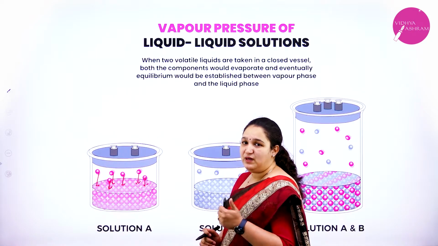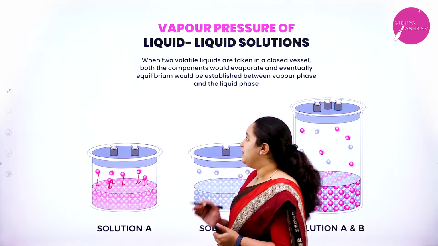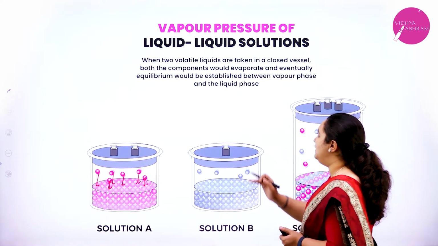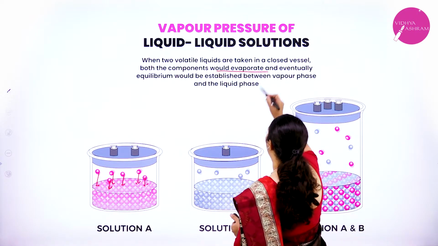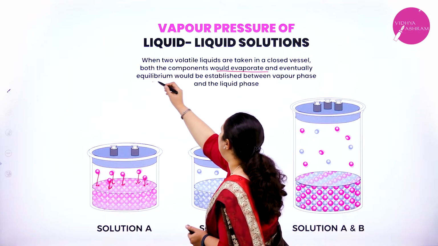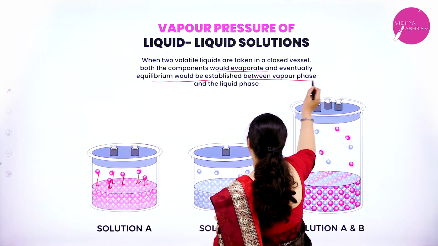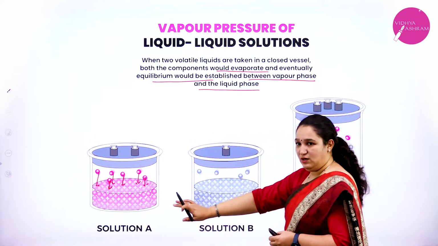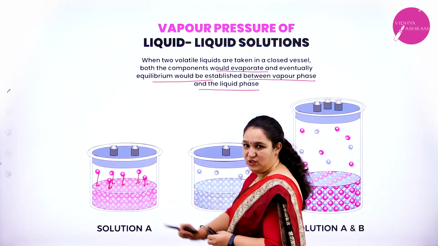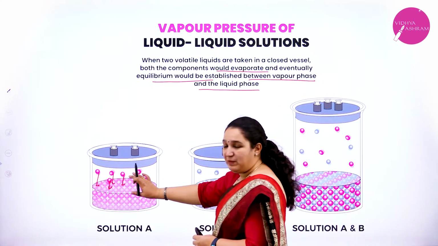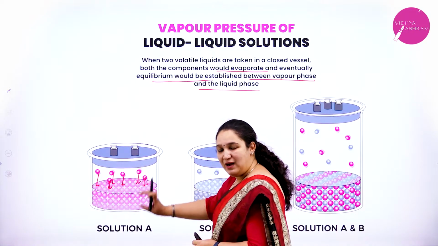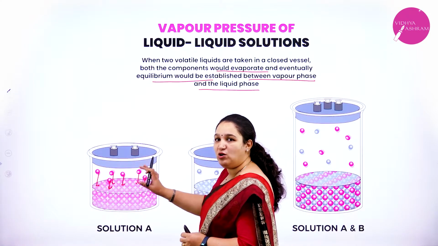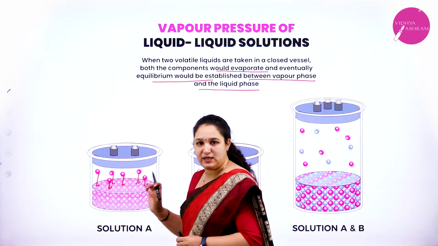as vapor pressure. So when two volatile liquids are taken in a closed vessel, both the components would evaporate and eventually equilibrium would be established between the vapor phase and the liquid phase. So I have taken one solution, solution A. Now the vapor pressure is of only the particles of solution A, so we call it the vapor pressure of the pure component. Only one component is there here.